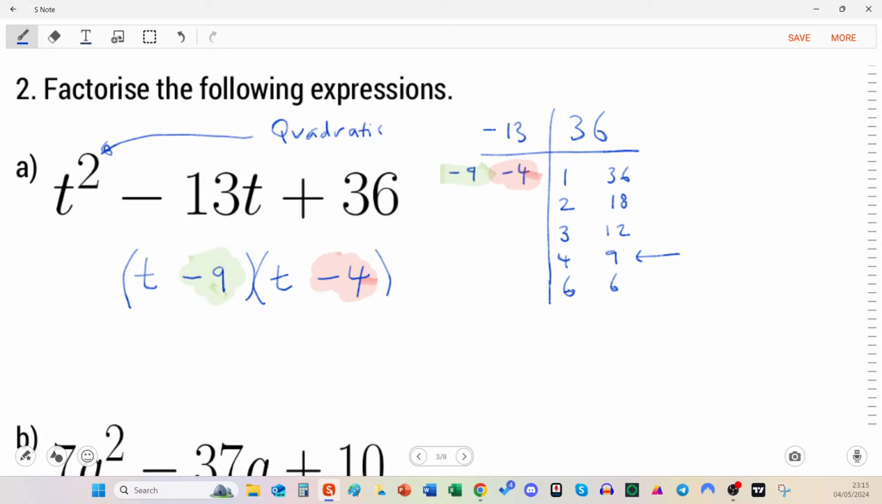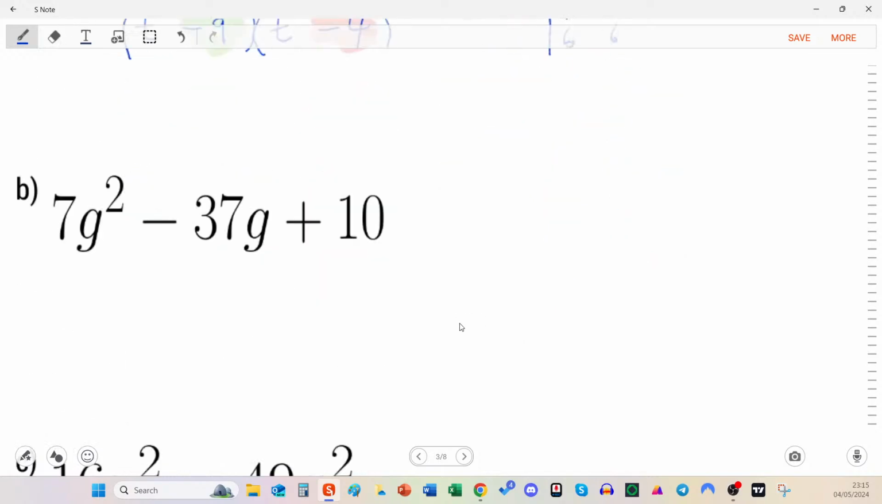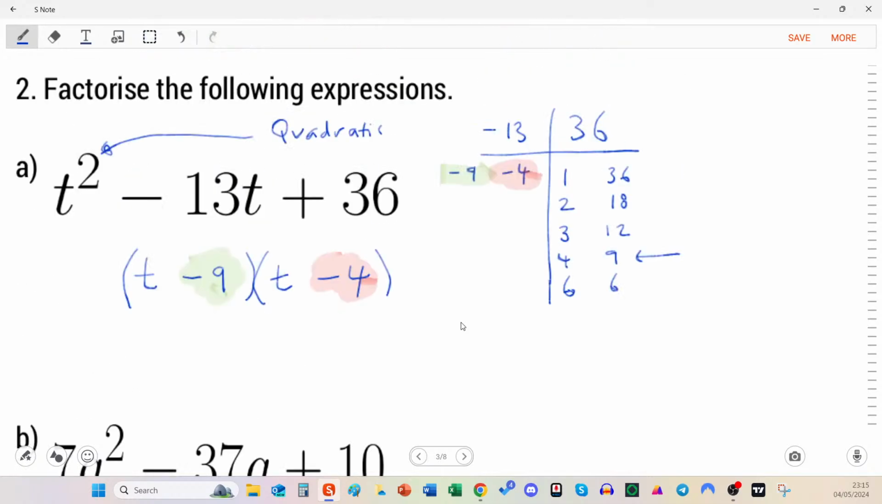And this is the basic one. If you have a really basic quadratic, it's really cool. Start with this one. If you don't, then something like this requires a different method. So we'll get onto that now.